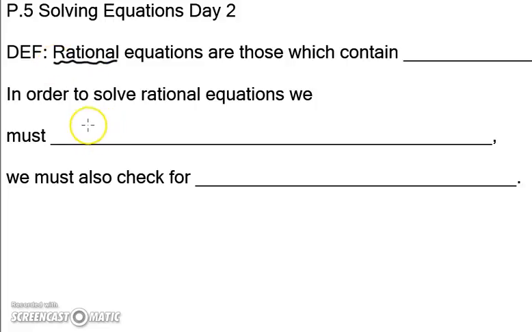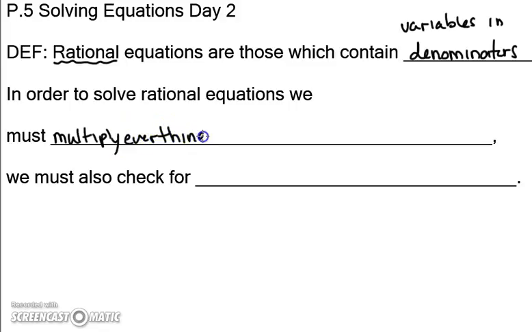the word rational, we should think rational numbers. Rational numbers are those that can be written as a fraction. So rational equations are going to have fractions, and the fractions are going to have variables in your denominator. So if we have something like x over 2, that's not really a rational equation because we can just write that as 1/2 x. But if we have a variable in our denominator, that's going to make it a rational equation. In order to solve the rational equations, we must multiply everything.